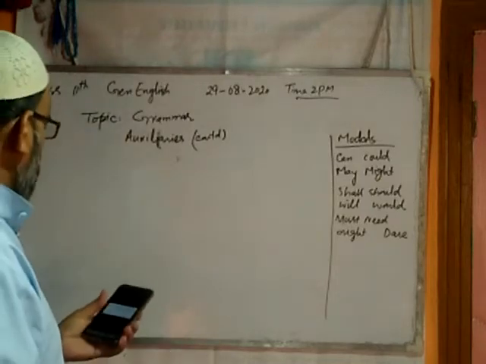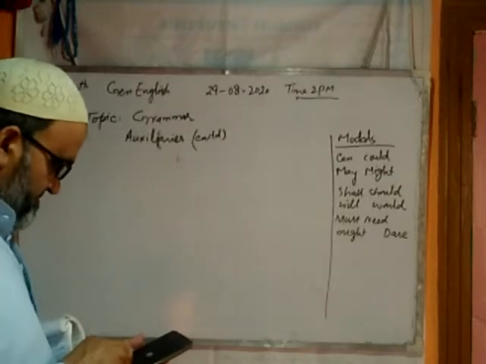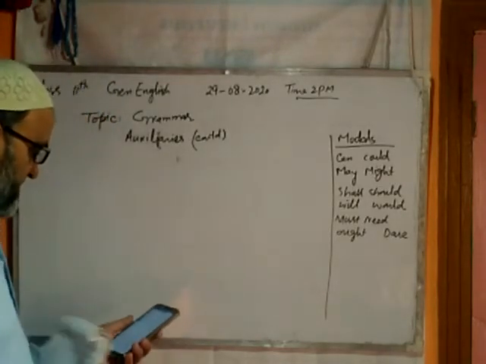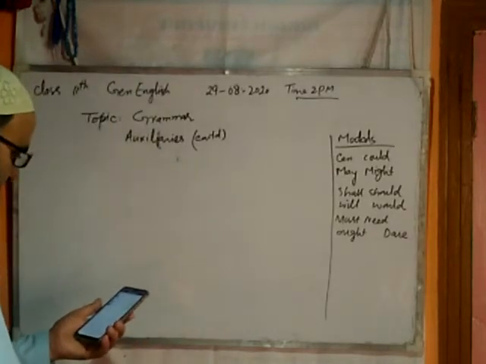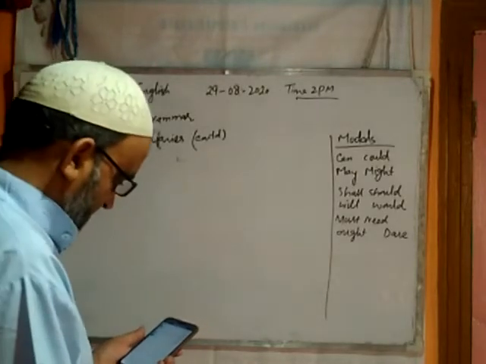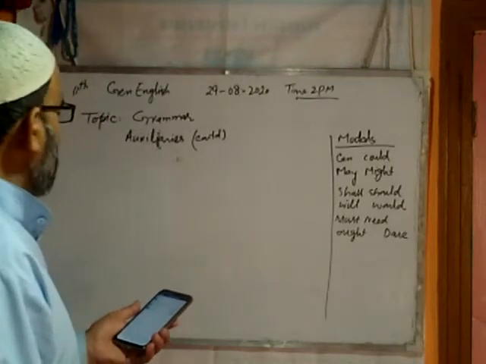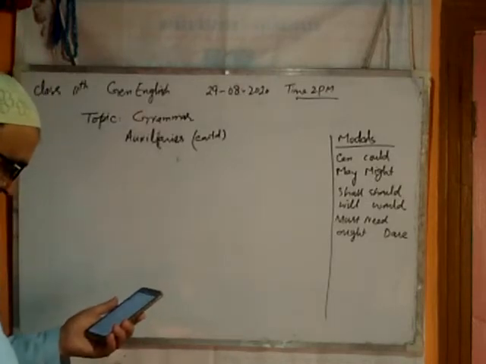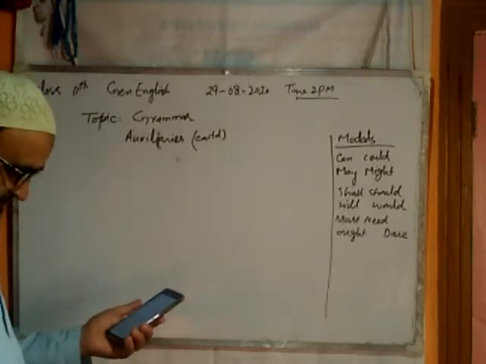Today our topic is auxiliaries. Yes, you know auxiliaries are helping us. They are used with the main verb for a variety of grammatical functions and meanings. They are divided into two groups. Group number one is primary or basic auxiliaries: do, have, and be. We have discussed them already.